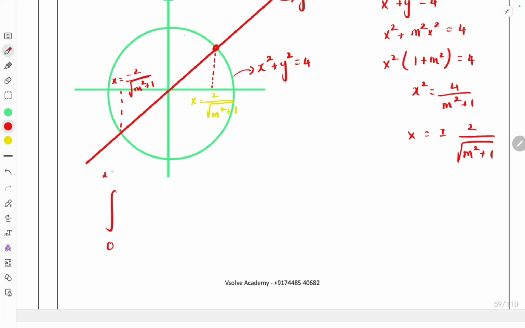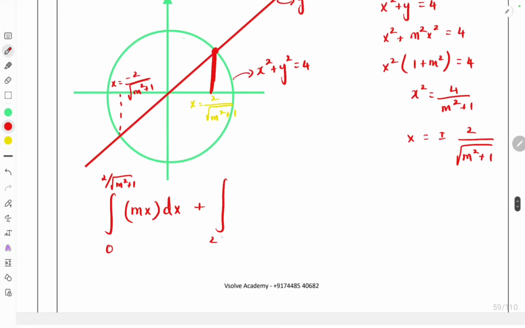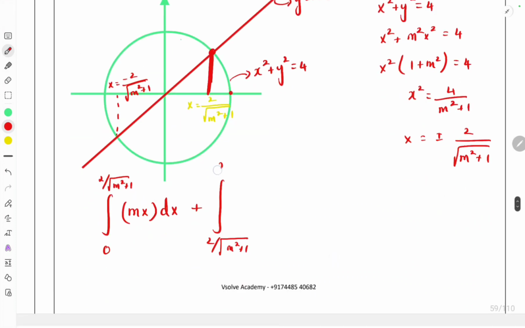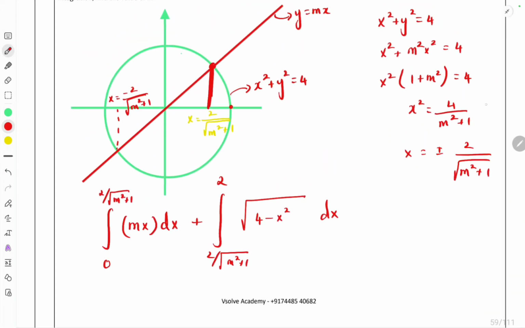Up to this point, it is touching the line. Once it crosses this point, it is not touching the line, it is touching the circle. So here I have to write mx dx, plus this area we have to calculate, where x equals 2 divided by root of m square plus 1, and it goes till the point 2 because the radius is 2 here. So till 2, and it is touching the circle equation, which means it will be root of 4 minus x square dx. Now we have to calculate this.